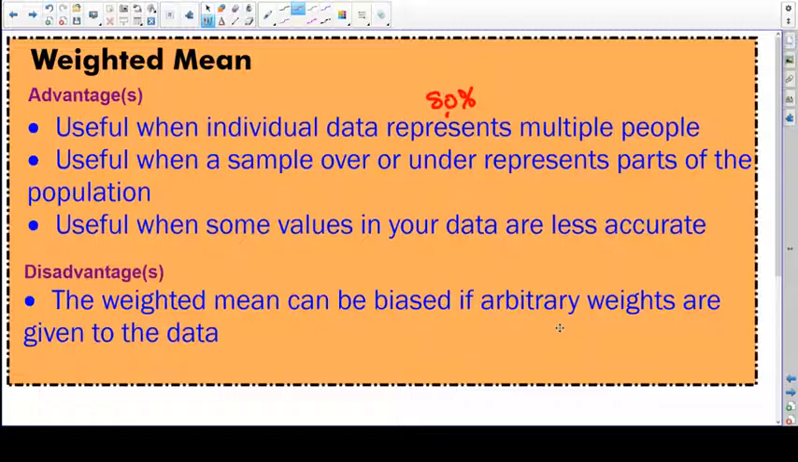Okay? Now, if we're talking customers, or rather number of employees with salary, then those weights are going to be fine. But if we're talking about your mark in a class, then the weights have to make sense. That's basically what it boils down to.